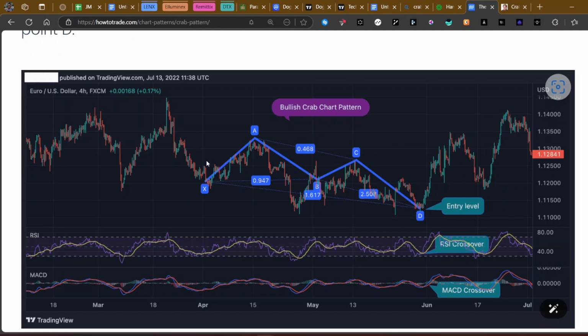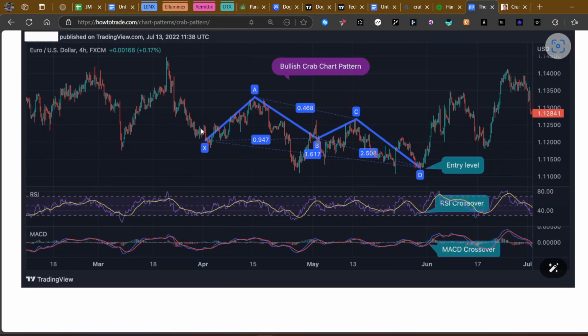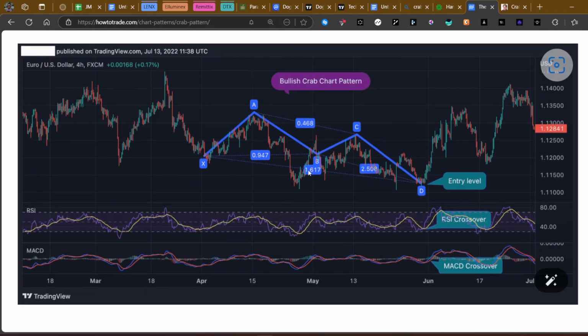So using this as an example, you can see we had a bullish crab chart pattern around here, and this is the 4-hour chart. You can see this notable movement that we had before this pattern formed, and we had a bullish breakout, a bullish move to the upside. So basically the pattern is characterized by deep retracement and precise price projections.